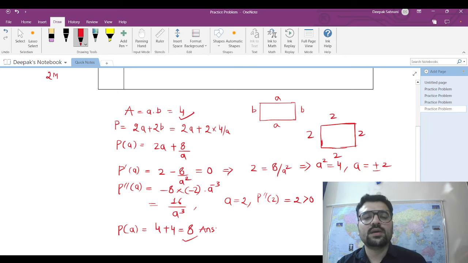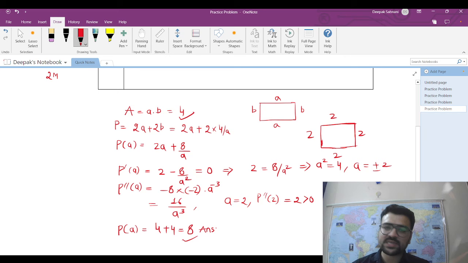Okay, so very simple problem has been asked in GATE. And I hope I have justified this problem.